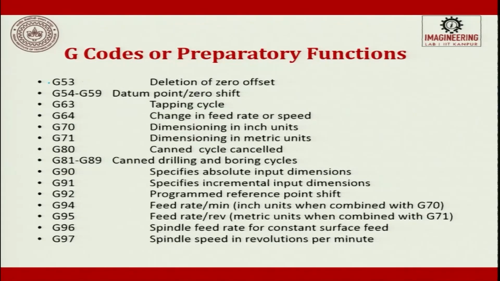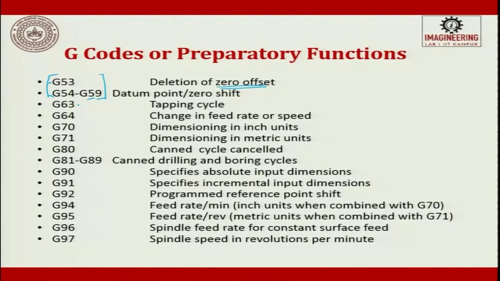When we talk about G53 to G59, these are all codes which are used for shifting or deleting the offset which is given to the tool. It can be given to the tool or it can be given to the workpiece. Predominantly it is given to the workpiece.